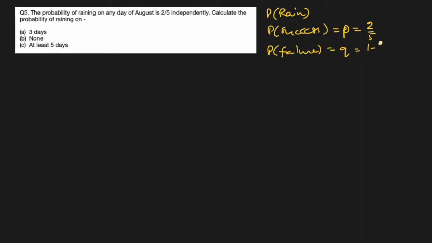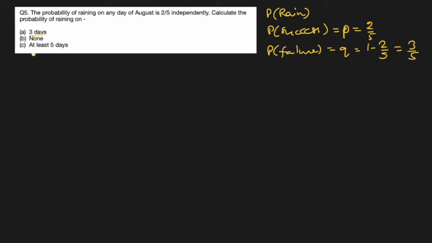The probability of raining on any day of August is 2/5 independently every day, right? Every day the probability is 2/5. That means the probability of rain, or we can say probability of success that it rains, let's call it P, is 2/5. So the probability of failure to rain, which is Q, is 1 minus 2/5, which is 3/5. Okay. Calculate the probability of raining on 3 days.